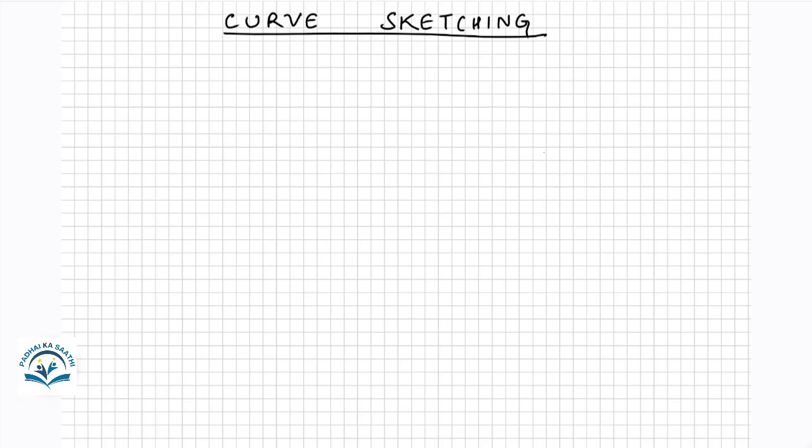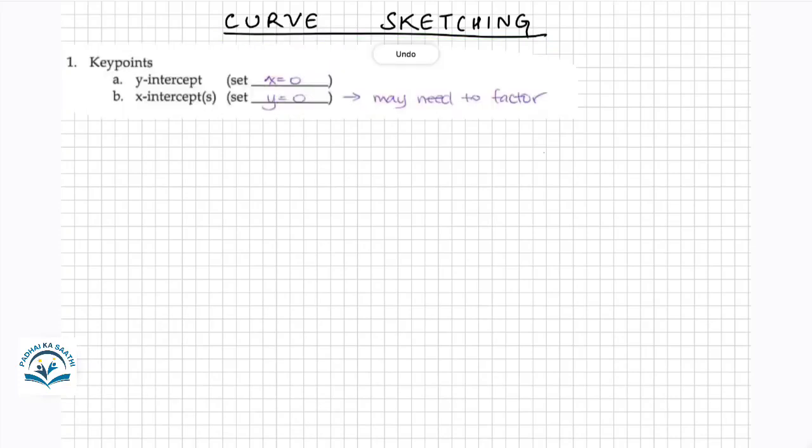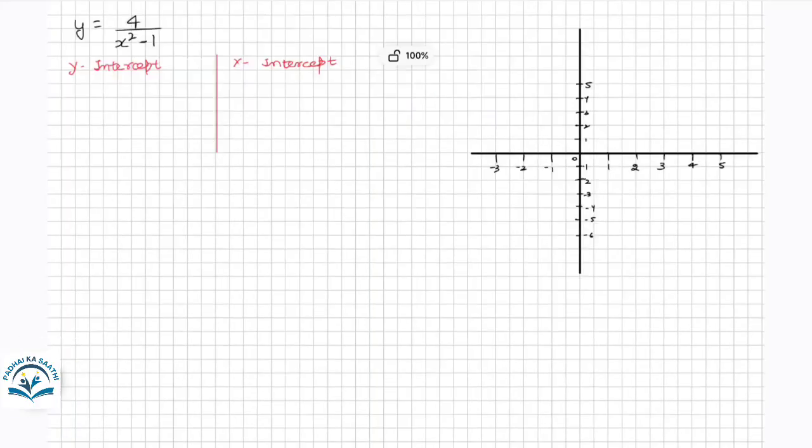So today in this video we're going to learn how to sketch a curve. For that we have to follow a few steps. The first step is to find the y-intercept and x-intercept. In the case of y you have to put x equal to 0, and in the case of x you have to put y equal to 0. For example, here is the equation and we have to find the x and y-intercepts.